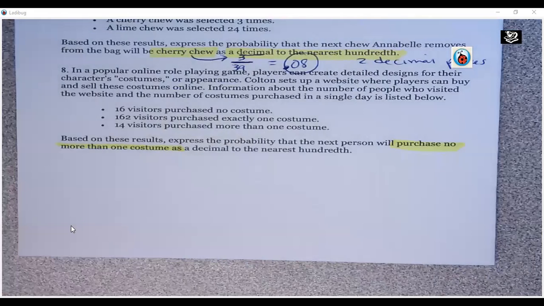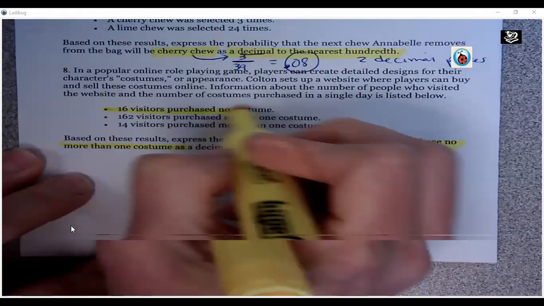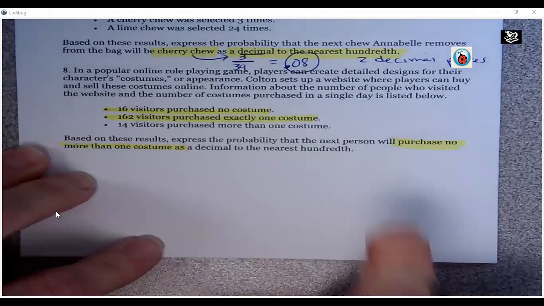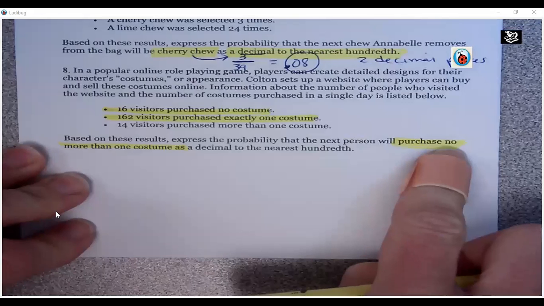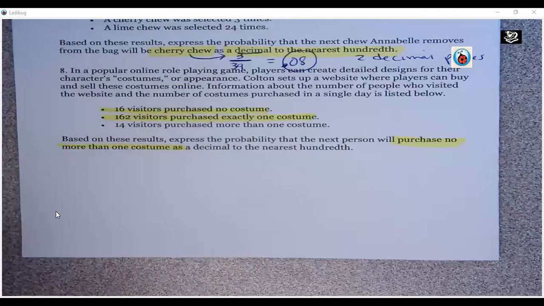People who purchase no more than 1 costume. Who falls into that category? People who purchase no costumes or 1 costume. Very good. Both of these people meet this criteria. No more than 1 is 0, or 1. Okay, so you have to do what?